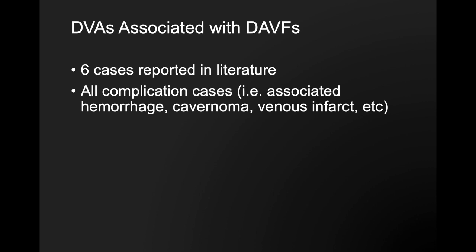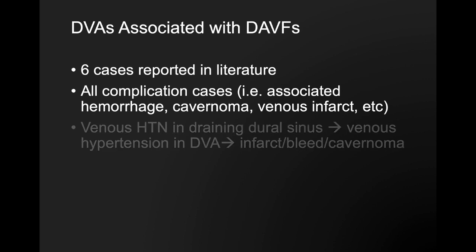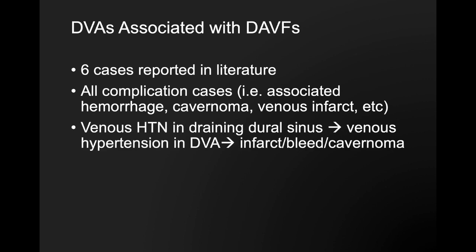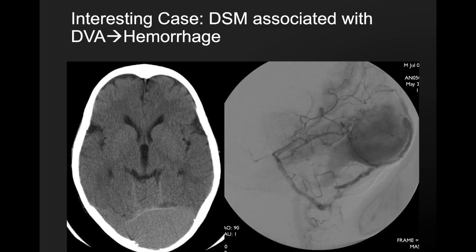The DVAs can also be associated with dural arteriovenous fistulas. There's about 6 cases reported in the literature. All of them, the DVA had some sort of complication associated with it, including hemorrhage, cavernous malformation development, or venous infarct. And essentially what you have is venous hypertension in the draining dural sinus, and then that means that you're going to get venous hypertension in the draining DVA, then you can get infarction, bleeding, or cavernoma formation.